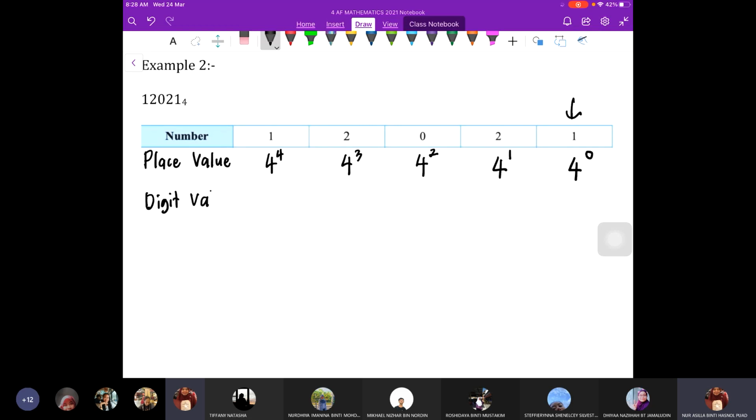Okay, make sure kamu ada calculator. Saya akan tanya ni. Okay, so digit value for the first digit kat belakang ni akan ambil number 1 times 4 to the power of 0. So this will be 1.